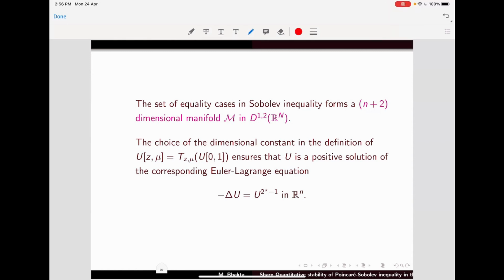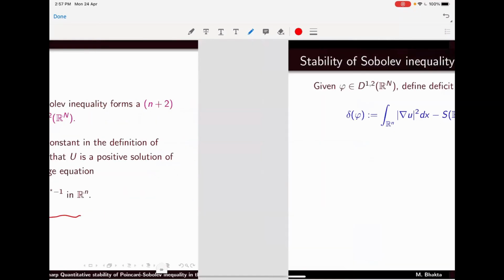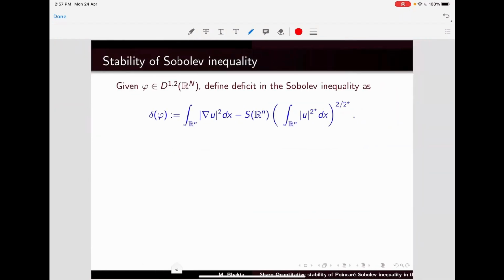Okay. That dimensional constant here actually ensures that U is a positive solution of this Euler-Lagrange equation. Okay. So now let me explain what I mean by the stability of the Sobolev inequality.